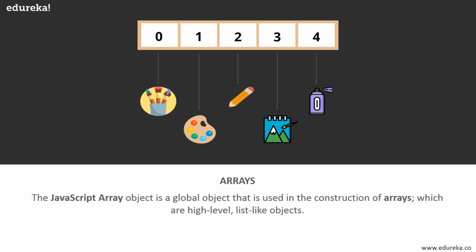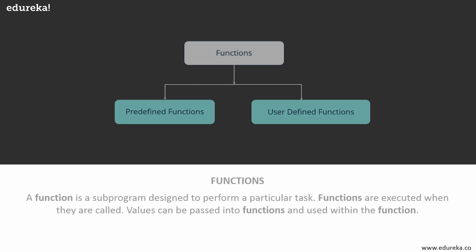So we have seen what are objects and what are arrays. Now it's time to move on and have a look at functions in JavaScript. Functions in JavaScript are divided into two different types. First, we have the predefined functions, and then we have certain user-defined functions. Basically, a function is a subprogram designed to perform a particular task. Functions are executed when they are called, and values can be passed into functions and used within them.